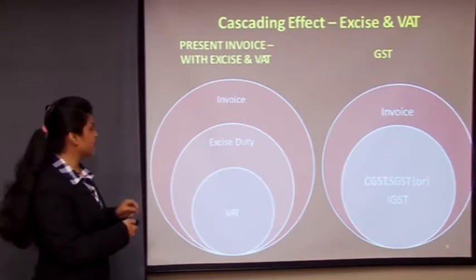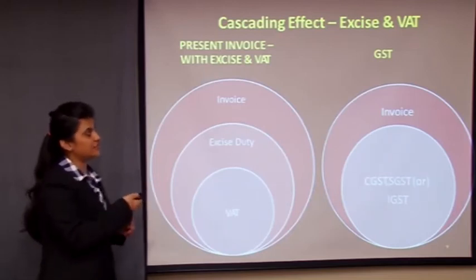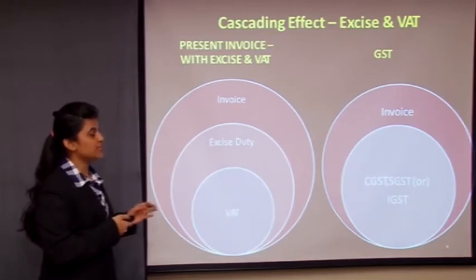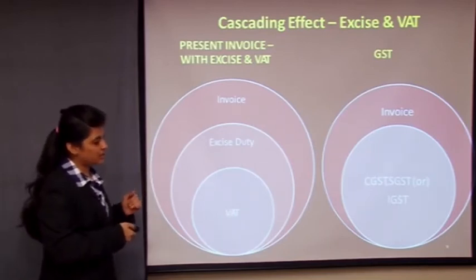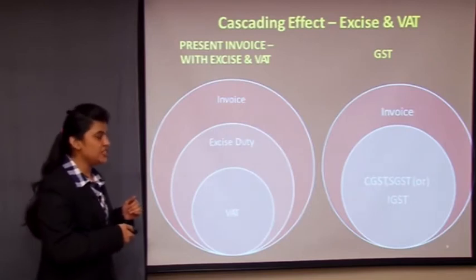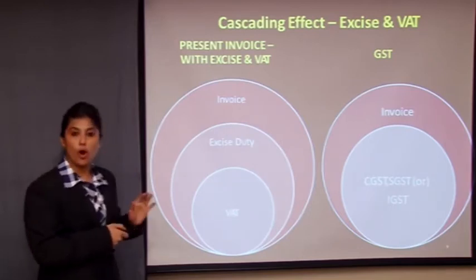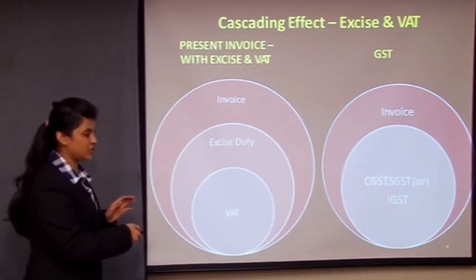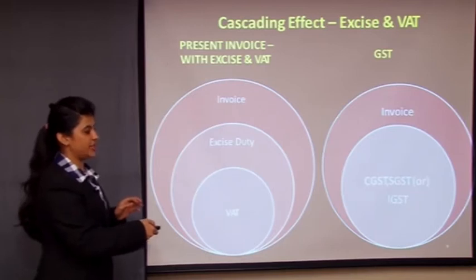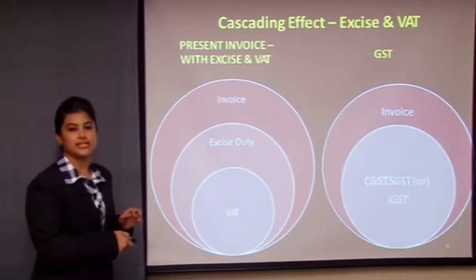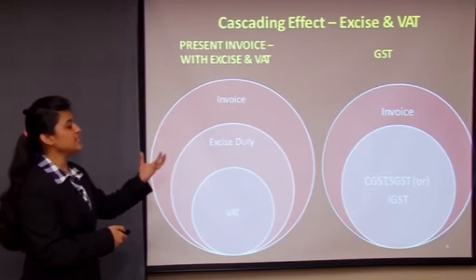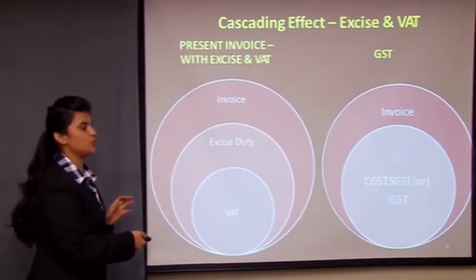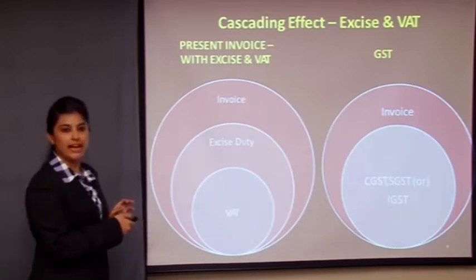Double taxation takes place. But in this case, if GST is levied, the invoice value will be added only with GST. That is CGST, SGST, or else IGST. This depends upon central GST, state GST, or interstate GST. So depending upon your state, this tax has to be levied on your invoice value.